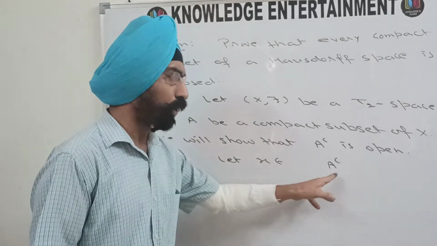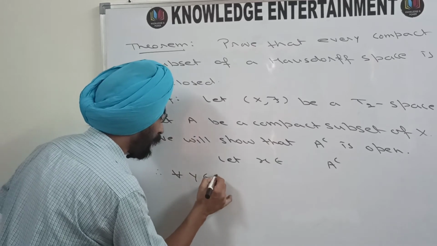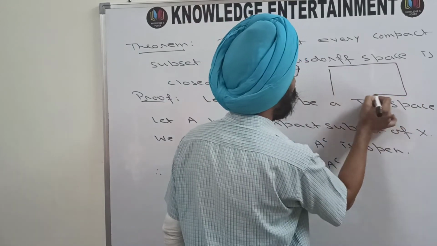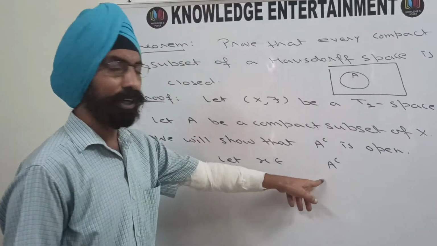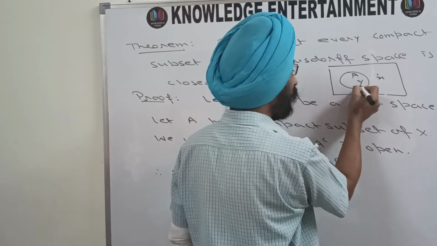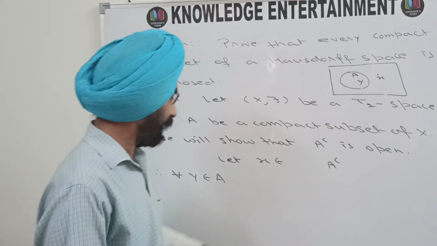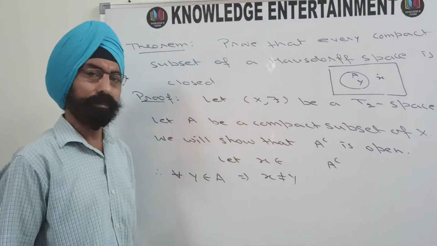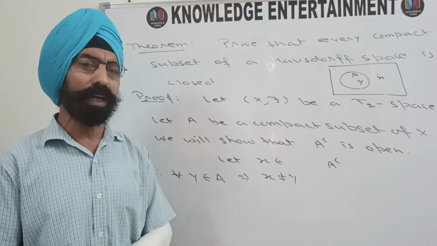You have taken x belonging to A complement. Therefore, for every y belonging to A, now look at what I am doing. Here is your X, here is your A, and then A complement. You have taken x from A complement, and I am taking y from inside A. Since x is in A complement and y is in A, x cannot be equal to y, because one is from A and another is from A complement. How can they be equal? So x is not equal to y.